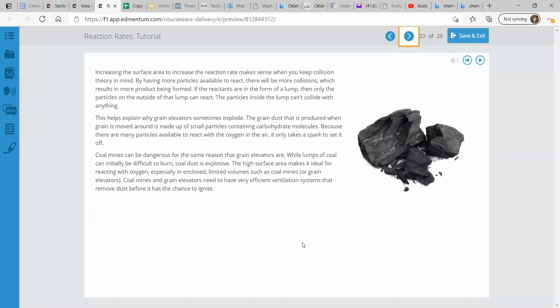While lumps of coal can initially be difficult to burn, coal dust is explosive. The high surface area makes it ideal for reacting with oxygen, especially in enclosed, limited volumes, such as coal mines or grain elevators. Mines and elevators for coal and grain, respectively, need an efficient ventilation system. The system of ventilation removes dust before it has a chance to ignite. So you need something that's constantly getting rid of those particles.